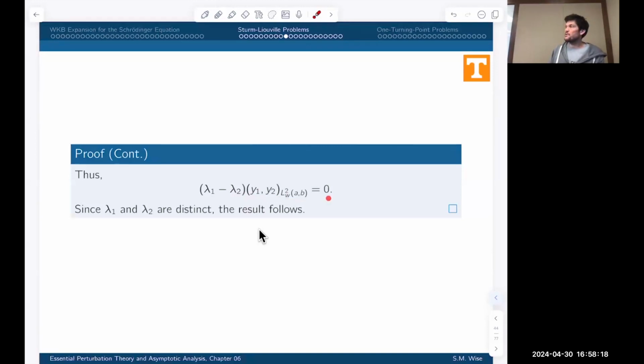Well, that has to be equal to 0. But lambda 1 and lambda 2 are certainly not equal, so this difference can't be 0. So the only way that this can hold is if this inner product is equal to 0, and that's the proof. y1 and y2 must be mutually orthogonal. Does everyone understand that?